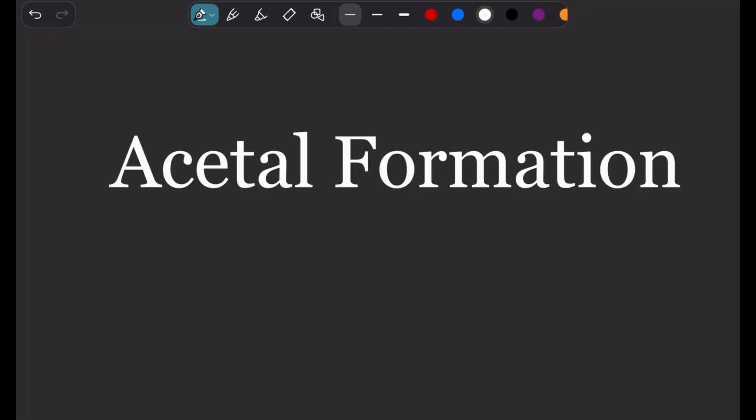Today I'll be going over acetal formation. This is a common reaction that you'll see in the carbonyl unit, so stay tuned.